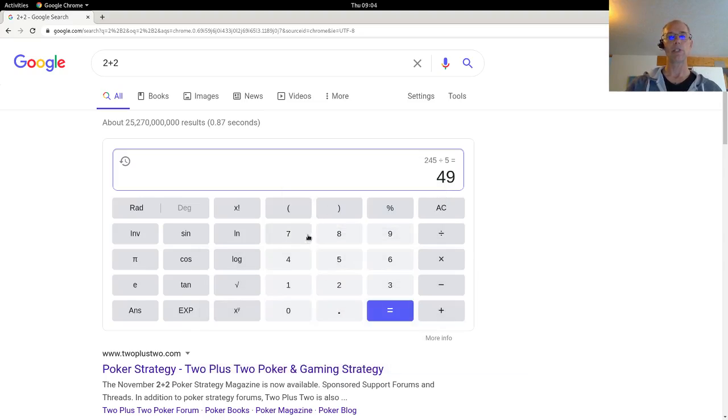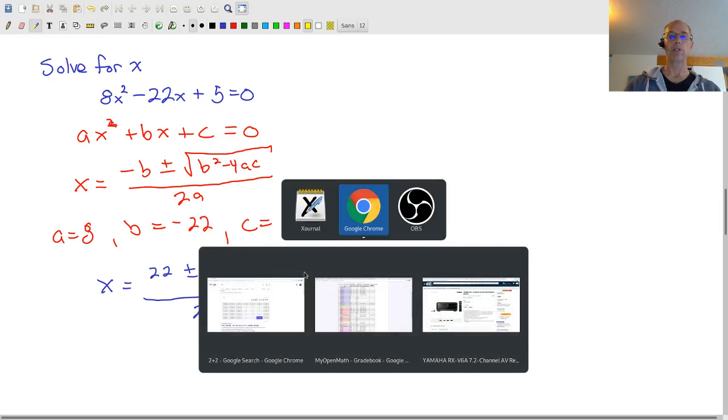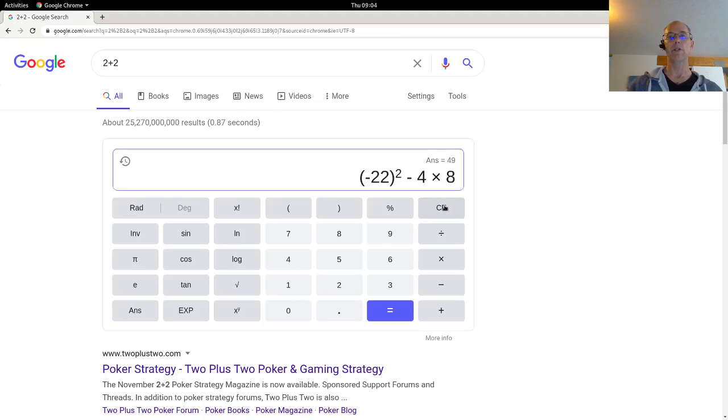So pretty much type it as you see it. Parentheses, negative 22, close parentheses, and square it. And then we want to subtract 4 times 8 times 5. Make sure we got that right. Negative 22 squared minus 4 times 8 times 5. And you could either do the parentheses to multiply or a multiplication symbol. Since these guys aren't negative, I don't have to worry about the parentheses too much. But if you wanted to use an abundance of caution, then we would put those other numbers in parentheses too.